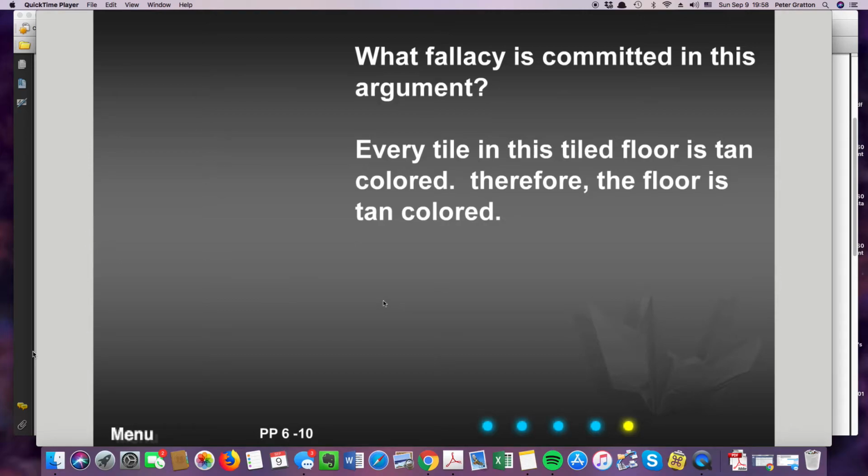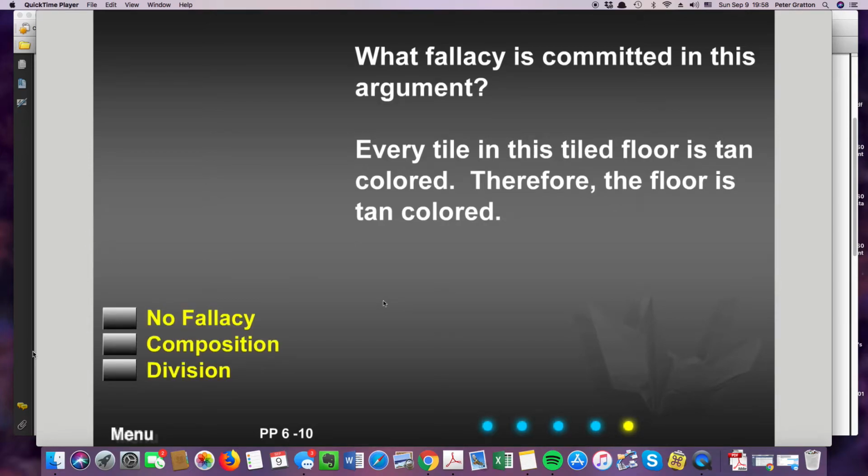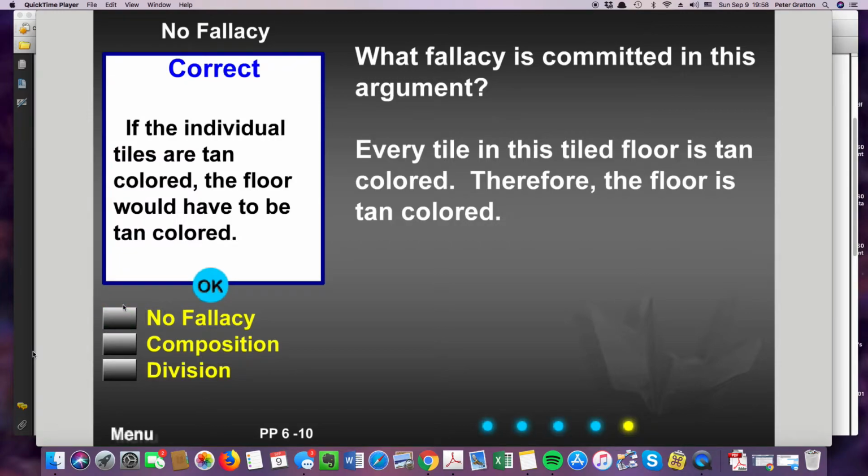Every tile in this tile floor is tan colored, therefore the floor is tan colored. Let's see. Now, if every tile in this tiled floor is tan colored, would it be the case that the floor would be tan colored? Or is this a problem of composition, falsely moving from the parts to the whole? Well, I would say that if every tile in the tiled floor is tan, you have a tan floor. So there's no fallacy here, right? The floor would have to be colored tan, right?